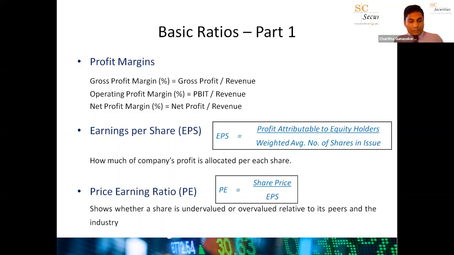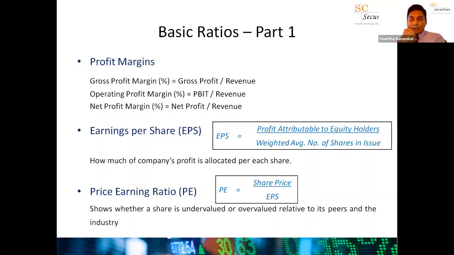Then the third ratio which you can calculate using the income statement is the price earnings ratio. So what you do is simply divide the share price of a particular company by its earnings per share. Before I go to the explanation, I'll just take a simple illustration. We'll say that a particular share is trading at 10 rupees and this company is earning 2 rupees per share. Share is trading at 10 rupees, EPS is 2 rupees.